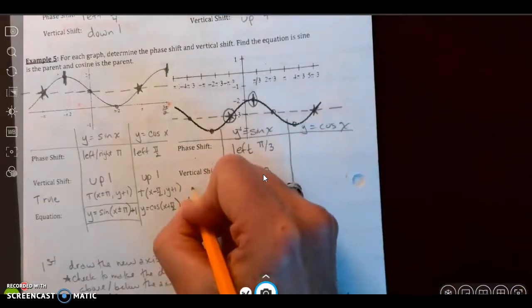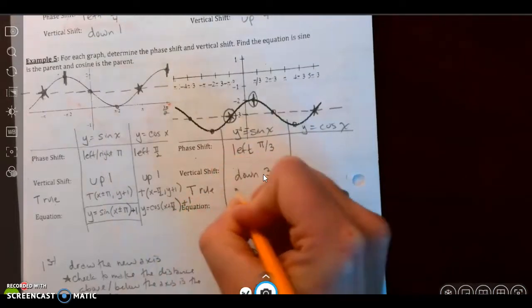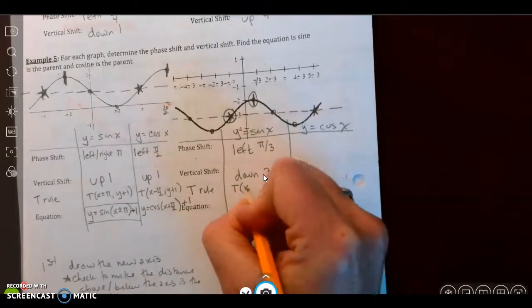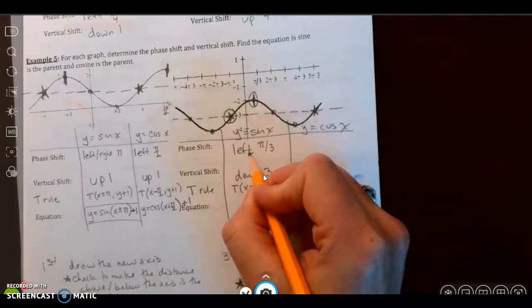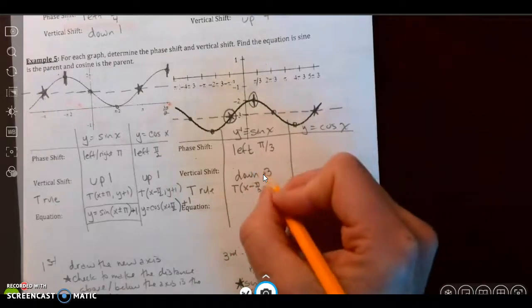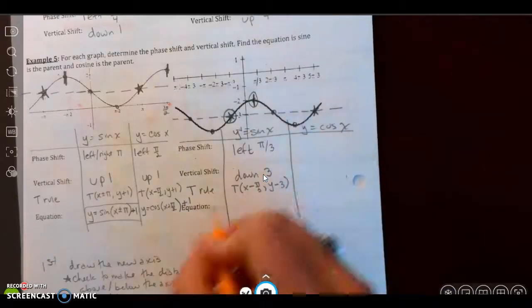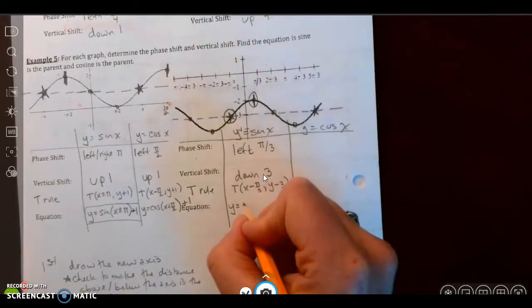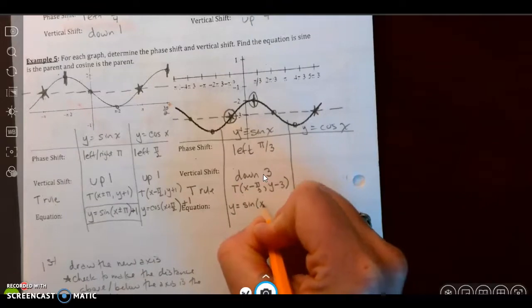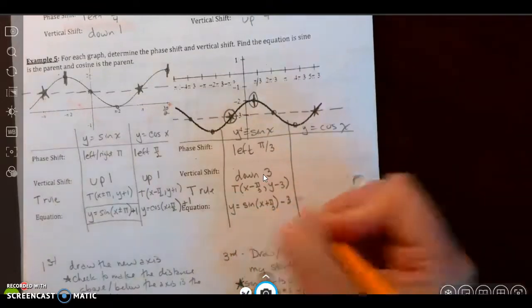My translation rule is going to be x minus pi over 3, because it's left pi over 3, and the rule tells the truth all the time. The rule does not lie. And y minus 3. Therefore, my equation is y equals sine of x plus pi over 3 minus 3.